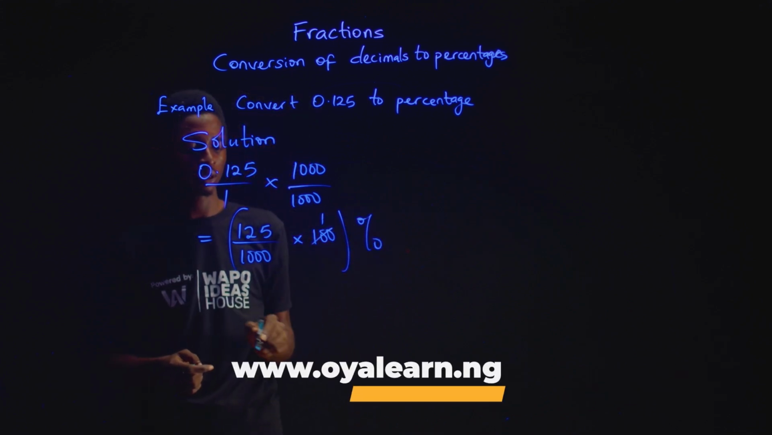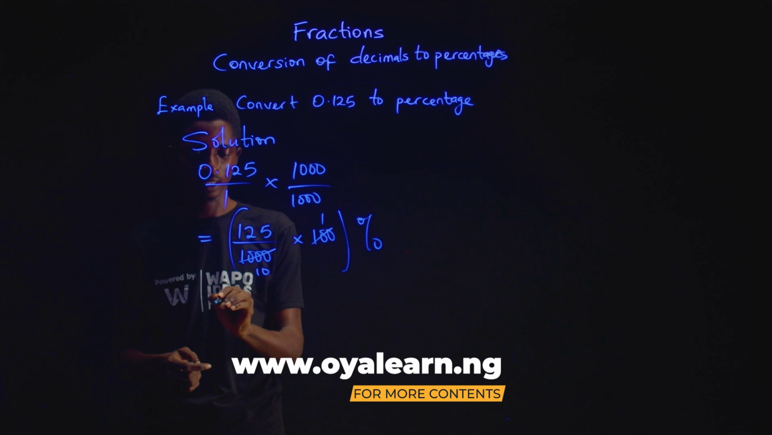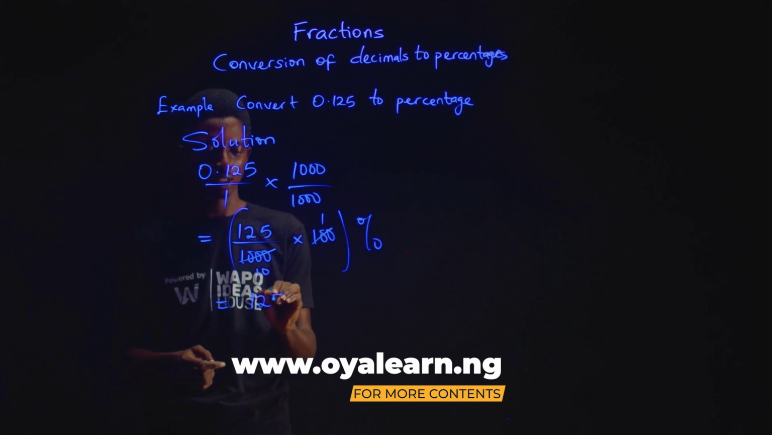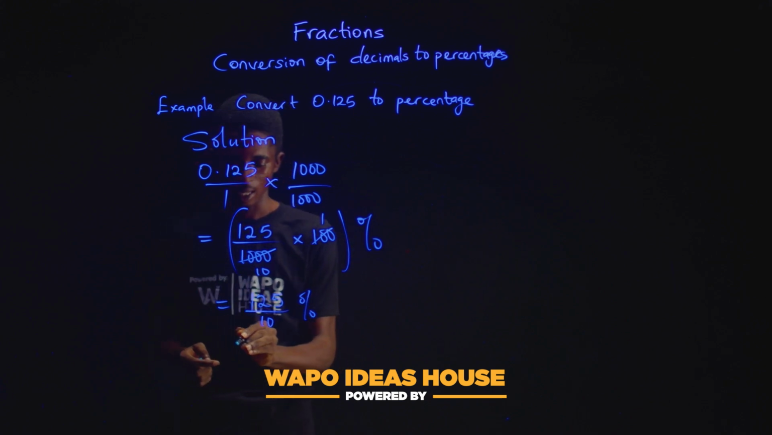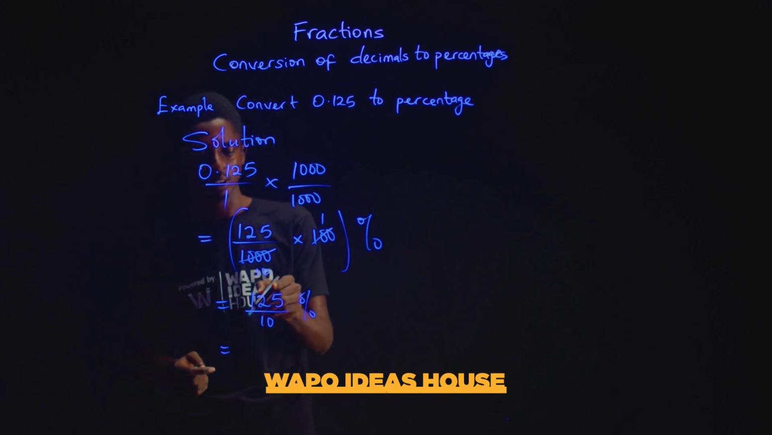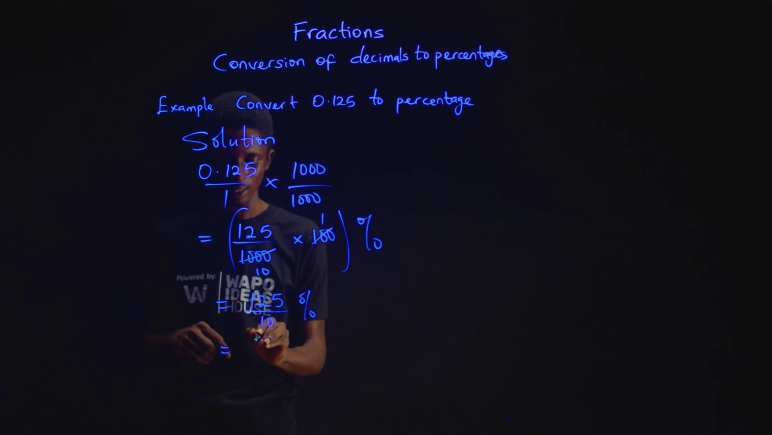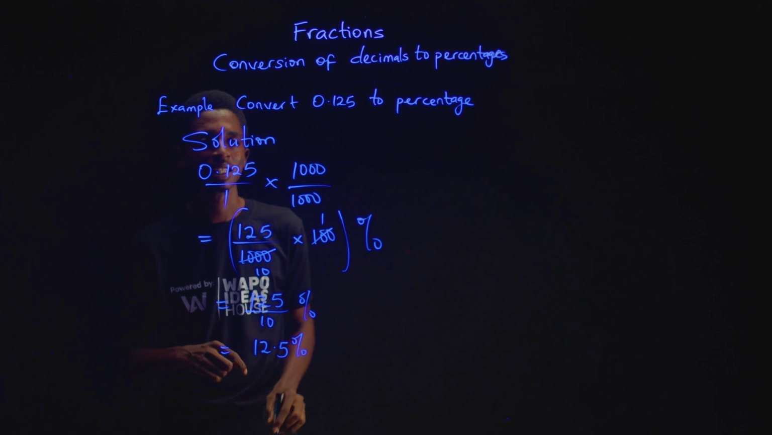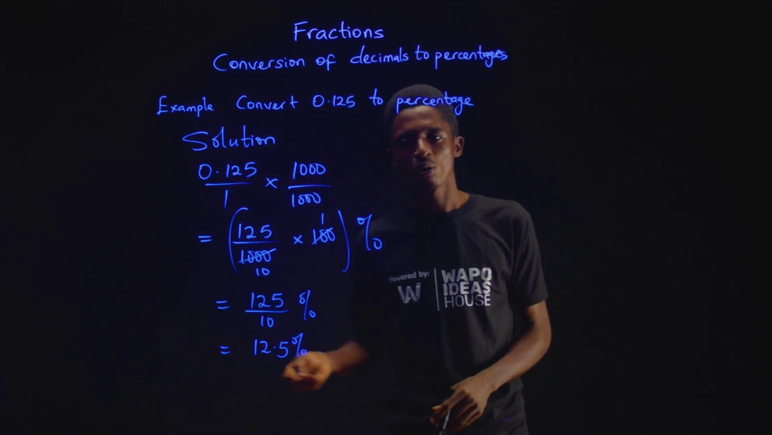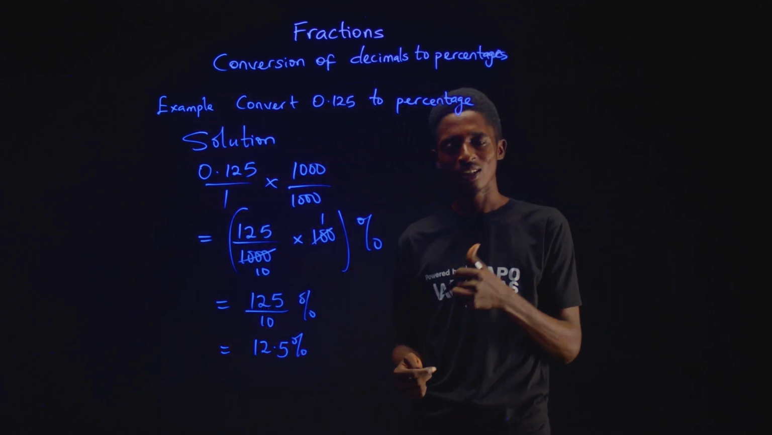Now 100 here, 1; 100 here, 10. We have 125 over 10%. And of course, this means we just move the decimal place 1 point to the left. That is, we have 12.5%. I believe that you have also arrived at this same answer. Well done.